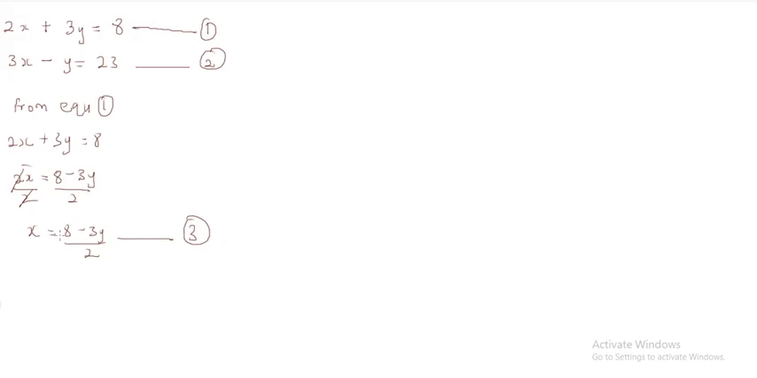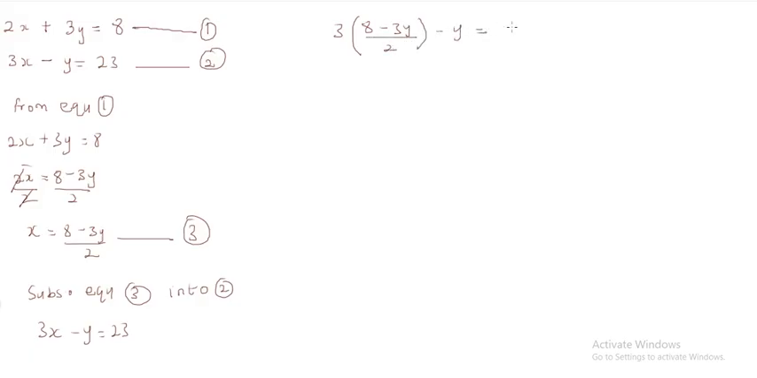The next step will be to pick the equation that you made from equation 1 and plug it into equation 2. Notice that you cannot plug this equation into equation 1 again, because we got this equation from equation 1. You have to plug this equation into equation 2. Substitute equation 3 into 2. That means we already have equation 2 as 3x minus y is equal to 23. Substituting equation 3 into here, we have 3 open brackets, (8 minus 3y) divided by 2, minus y is equal to 23. What can we do from here?